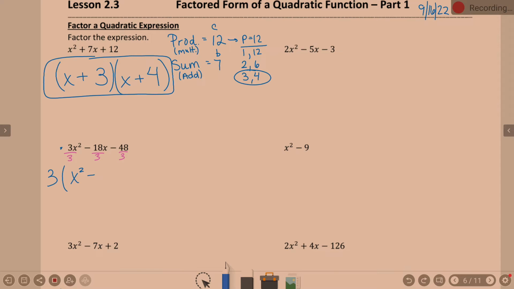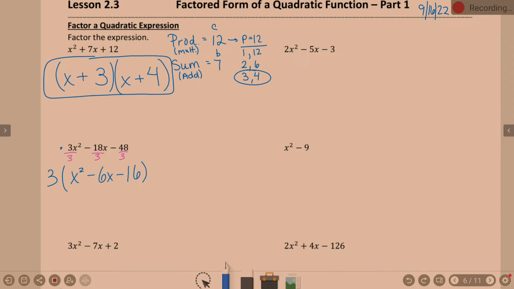Minus, what is 18x divided by 3? 6x. 18 divided by 3 is 6. Keep the x. Minus, what is 48 divided by 3? 16. Okay. Am I done? What should we check now? Can we do a product and sum like before? And here's what I'm going to say. Maybe we can, maybe we can't, but should we check? Yeah, you always need to check.